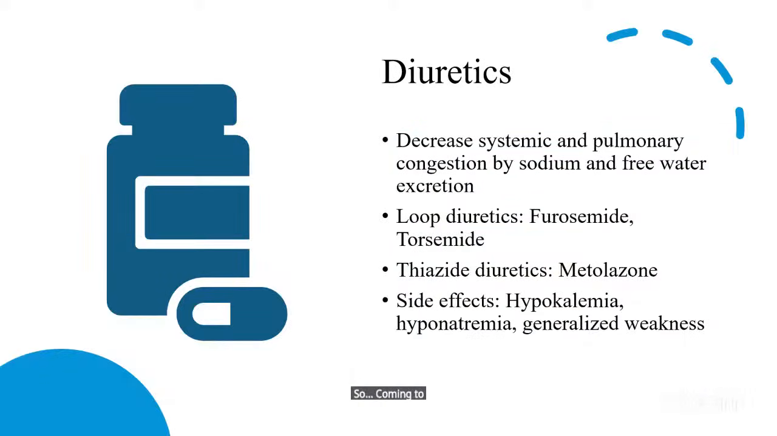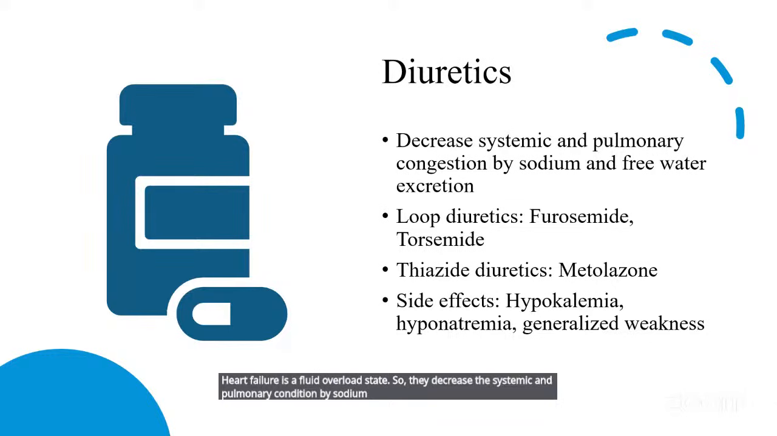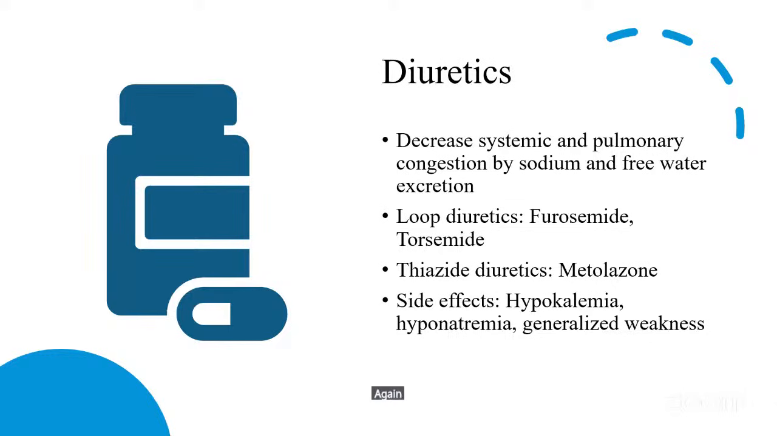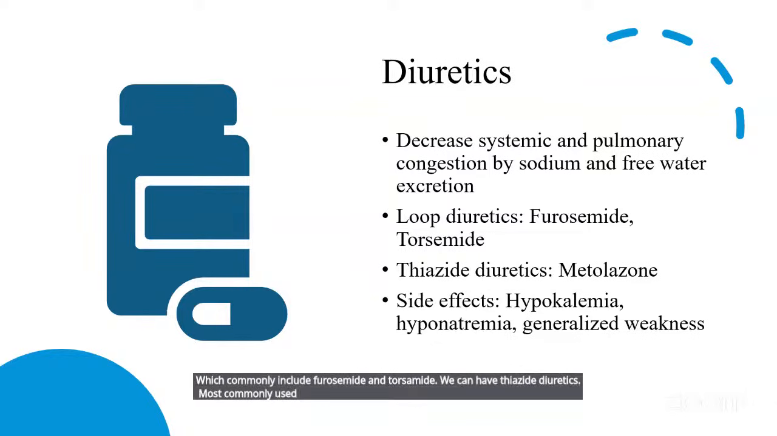So coming to the last category of drugs, which is diuretics. Diuretics decrease the systemic and pulmonary congestion. We have discussed that heart failure is a fluid overload state. So they decrease the systemic and pulmonary congestion by sodium and free water excretion. Again, we have three categories of diuretics. They can be either loop diuretics, which commonly include furosemide and torsemide. We can have thiazide diuretics, most commonly used is metolazone.